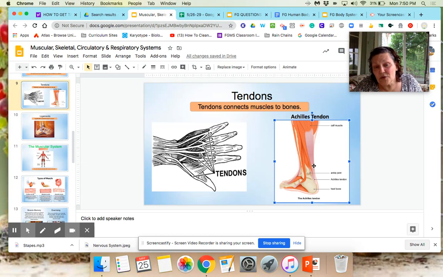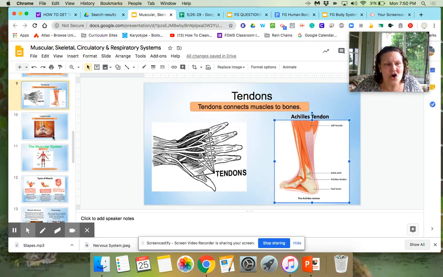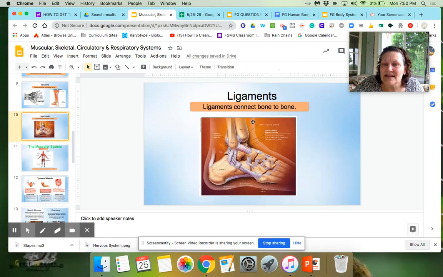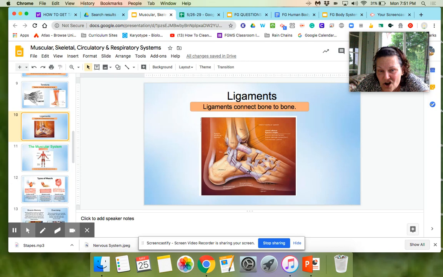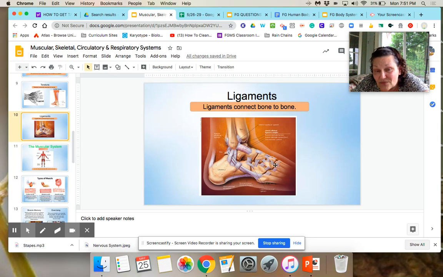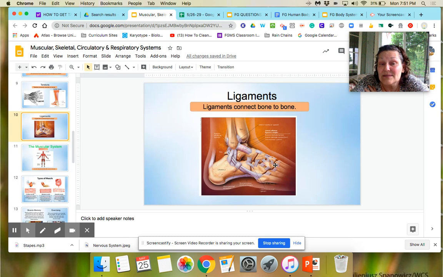So those are tendons. And then ligaments are something else. Ligaments connect bone to bone. Here we have a picture of the foot, and the bones in the bottom of the leg. These are the ligaments, and they are actually holding bones together. So remember, tendons connect bone and muscle, and ligaments connect bone to bone.